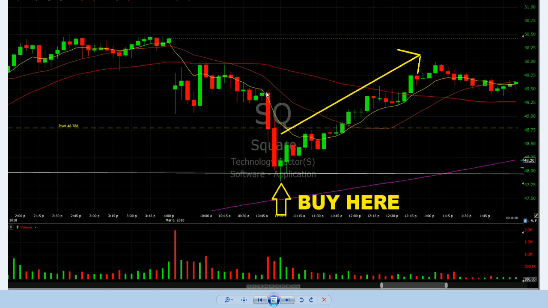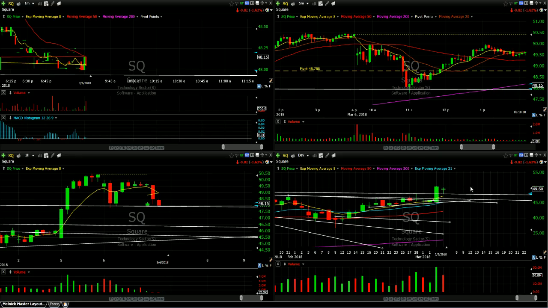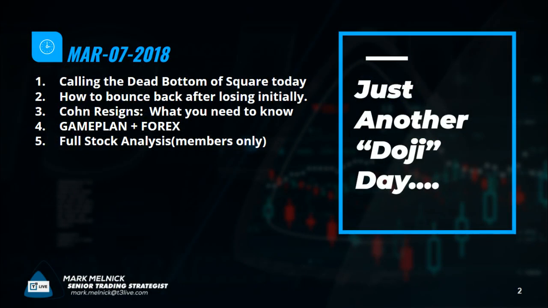And I'm not here to just show you the phenomenon of me calling a dead bottom of a stock. I want you to see a trade that went very wrong for me, how I lost money on it, and how I could have prevented that. So the morning started, and now I'm just going to jump into how to bounce back after losing initially.